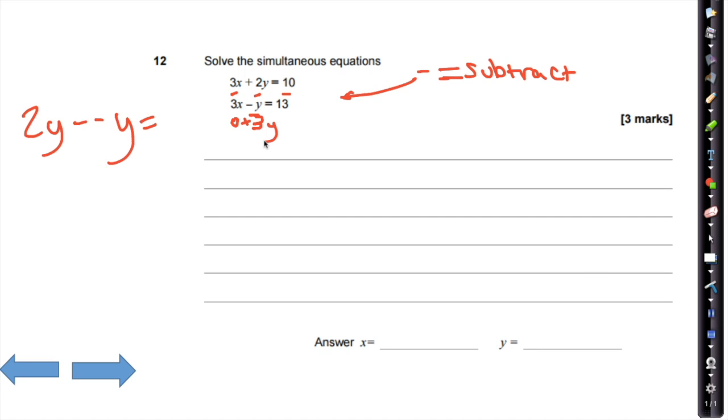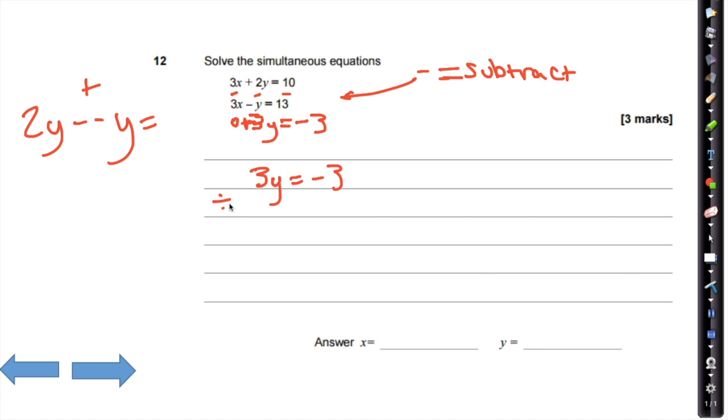I'll make it a little bit bigger. 3y. Remember, when a minus and a minus are next to each other, it means it's a positive. So 2y add y makes 3y. And then our equal sign, 10 minus 13 is going to be minus 3. So we now have 0 plus 3y equals minus 3, so therefore 3y equals minus 3.